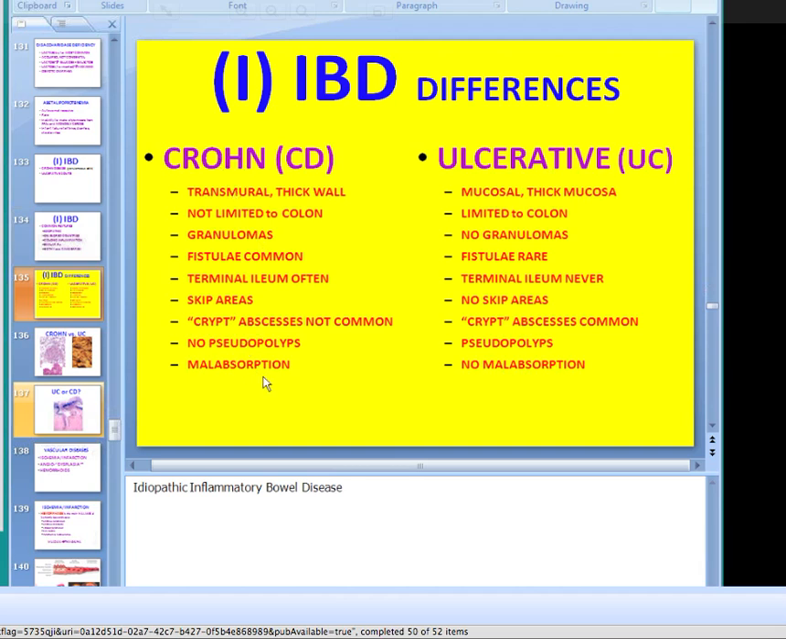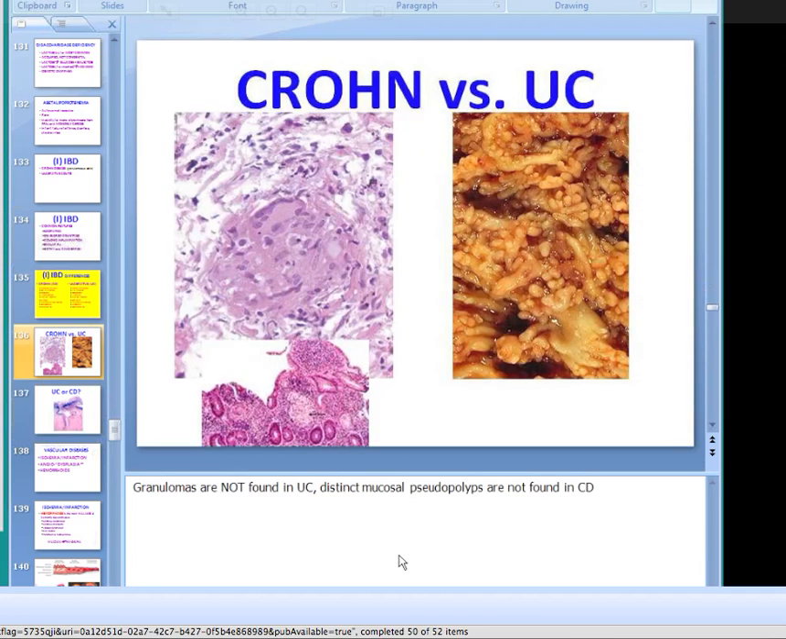In Crohn's disease, you're more likely to get malabsorption. Why? Because it's more likely to involve the small bowel. That's why. Let's take a look at this grossly.